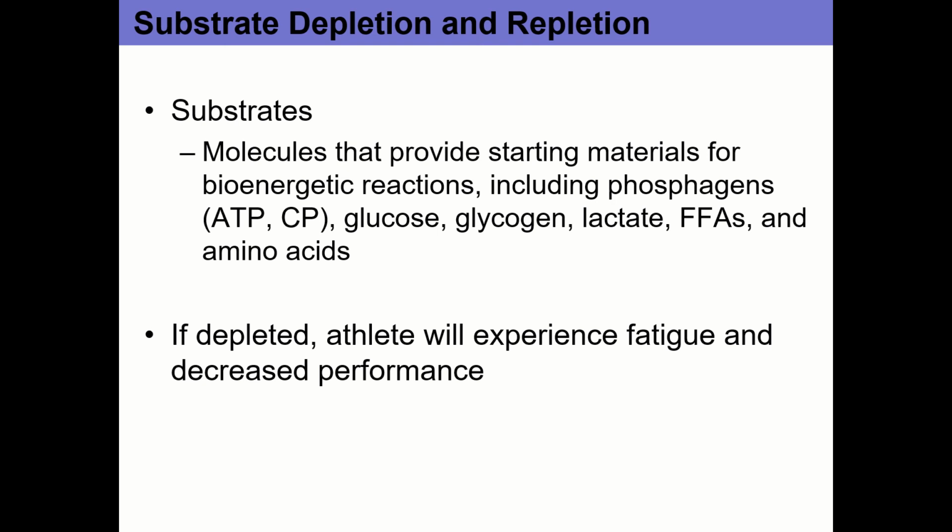So the classic example of this is, if you know anything about marathon running, that athletes will talk about, particularly if they don't fuel properly during the race, athletes will talk about bonking or hitting the wall, which usually happens somewhere between mile 20 and mile 22. And what's happened there is that they have depleted their glycogen.